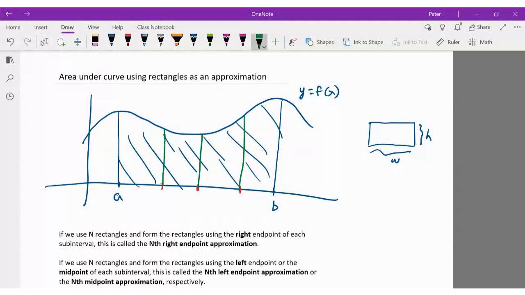And for each of these subintervals, I'm going to pick a representative point that's going to be used for the height of a particular rectangle. So here, the first subinterval, I'm going to pick the right endpoint. The second subinterval, its right endpoint. For the third subinterval, I'll pick its right endpoint, and for the fourth subinterval, I'll pick its right endpoint. And what that allows me to do is find the area of these four rectangles.